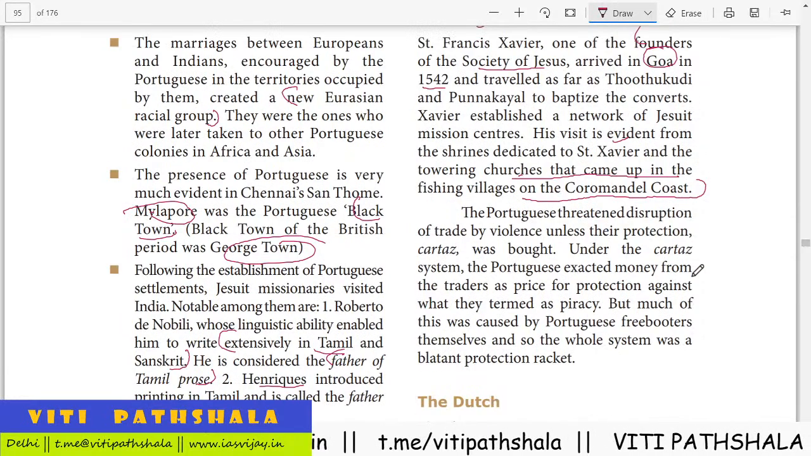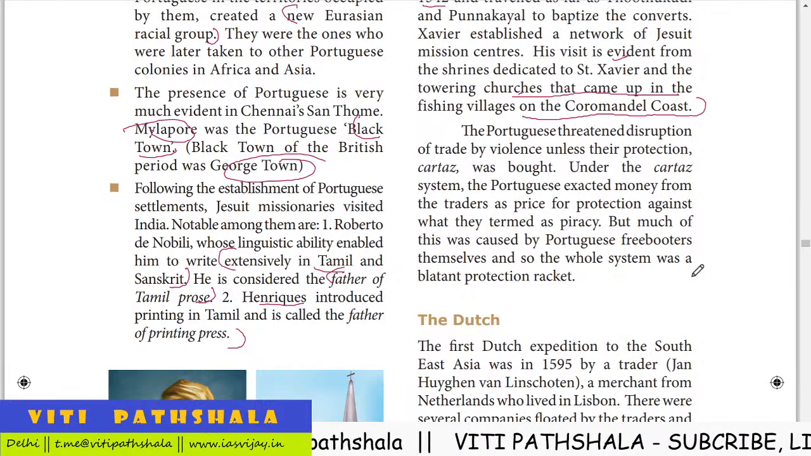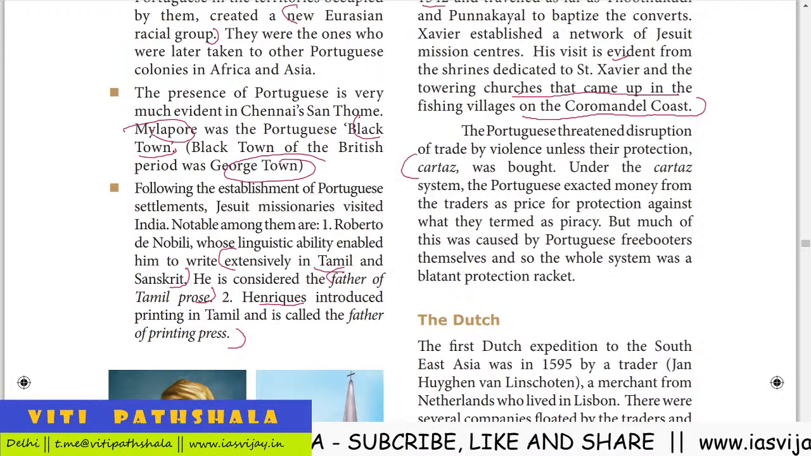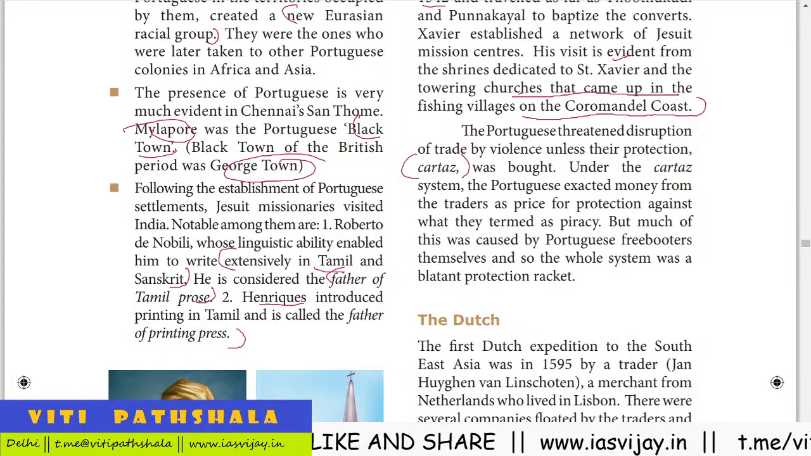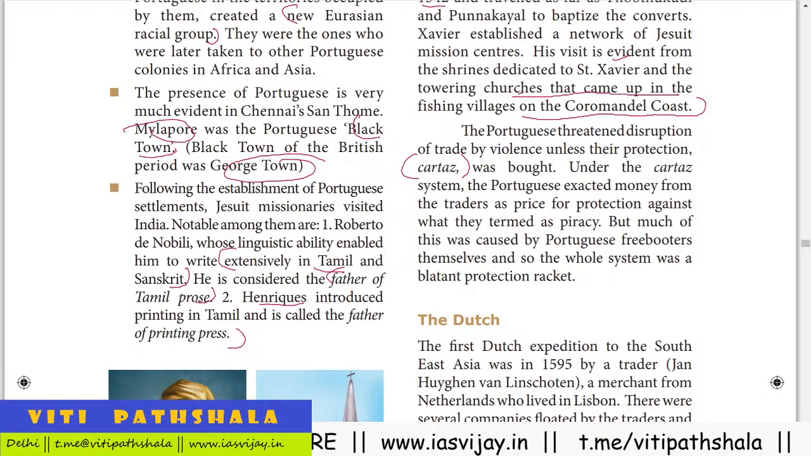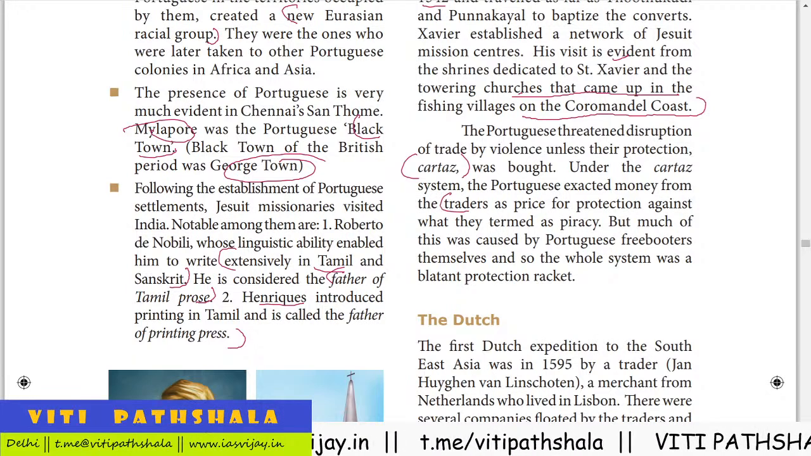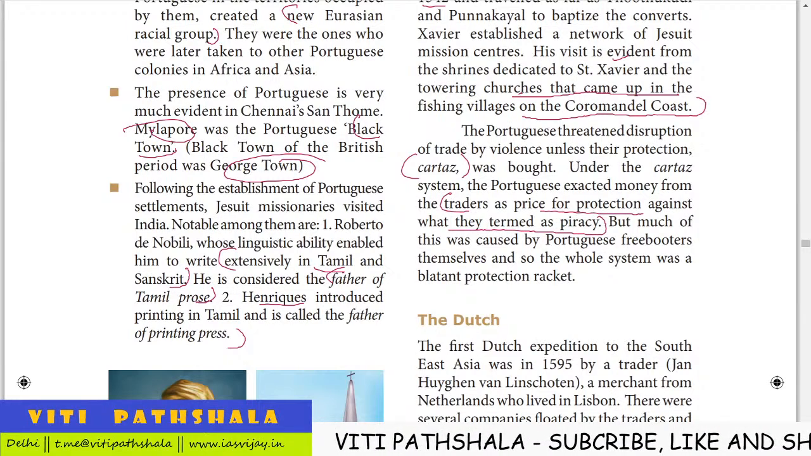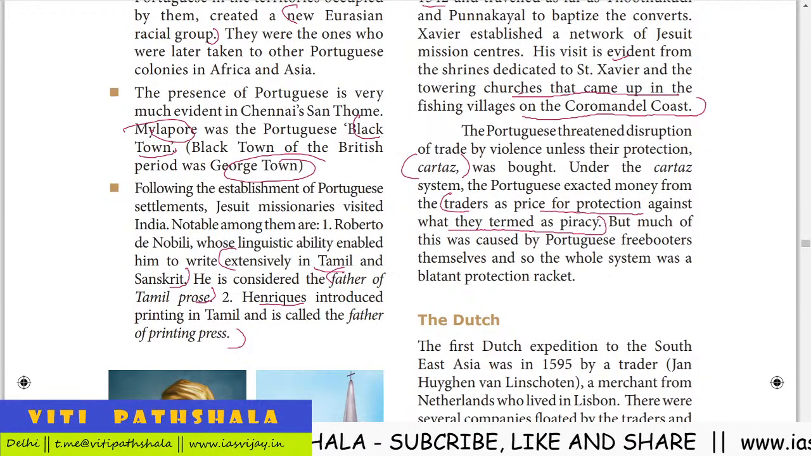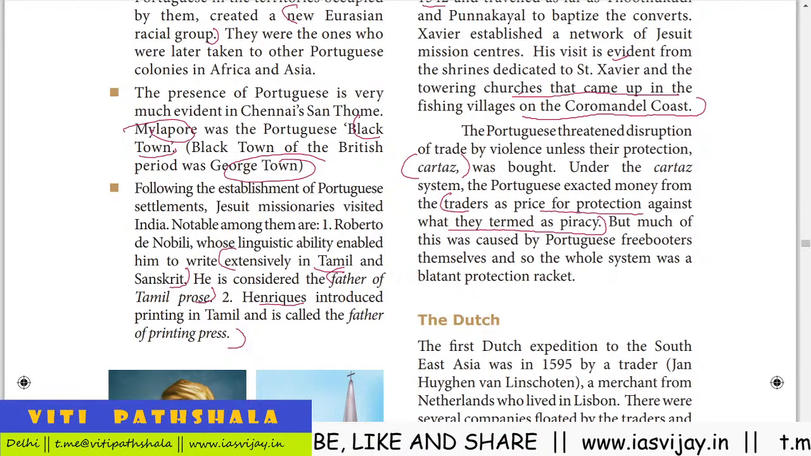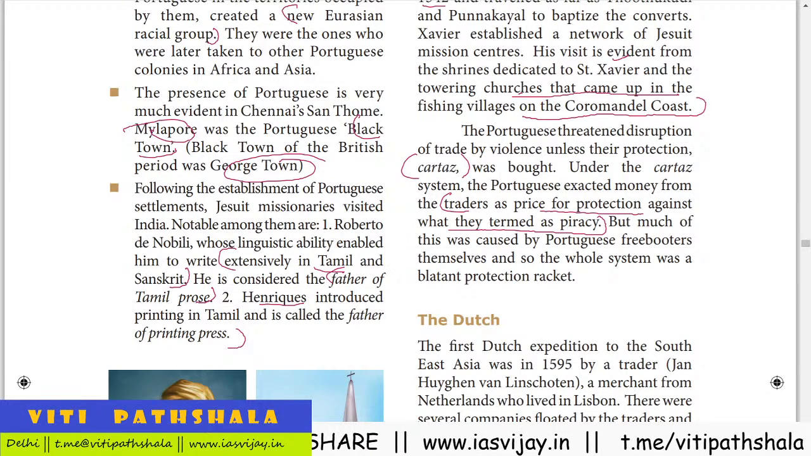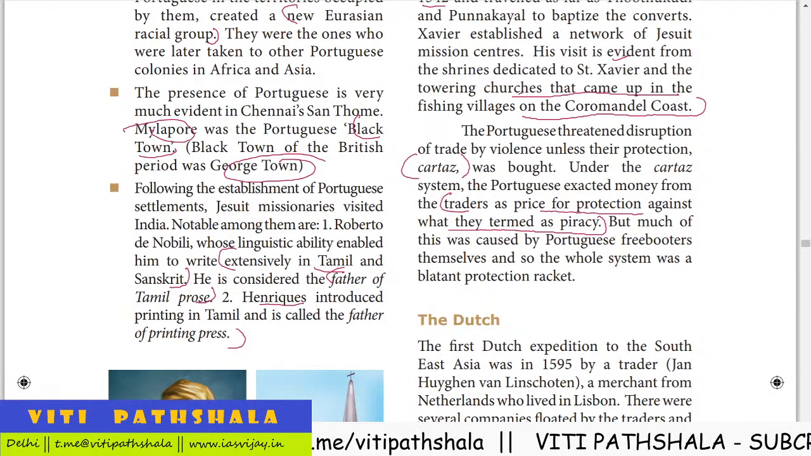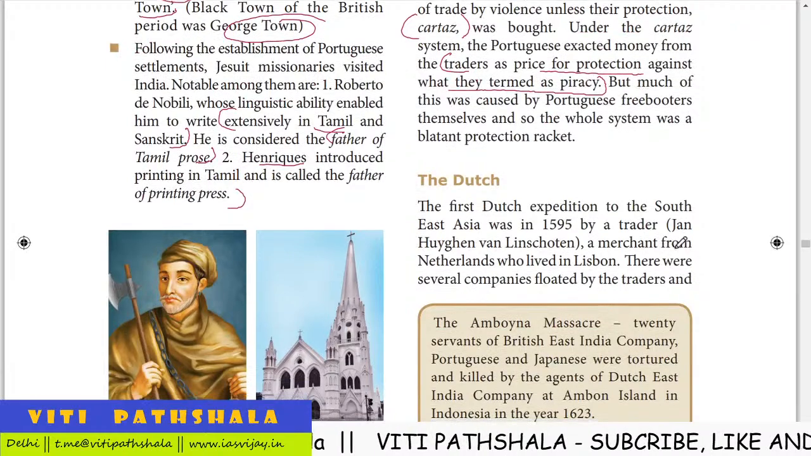The Portuguese threatened disruptions of the trade by violence unless their protection, that is the cartaz, was bought. Under the cartaz system, the Portuguese extracted money from the traders as a price for their protection against what they termed as piracy. But much of this was caused by the Portuguese freebooters themselves, and so the whole system was a blatant protection racket. Now, this was about the Portuguese we did.